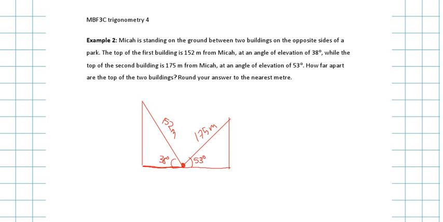Now the question is asking you how far apart the two buildings are. So what line am I looking for? How far apart are the top of the two buildings, not the bottom? Top of both buildings. So what do I have to do? I have to draw a line between the top of the two buildings, right? This is what I'm looking for.